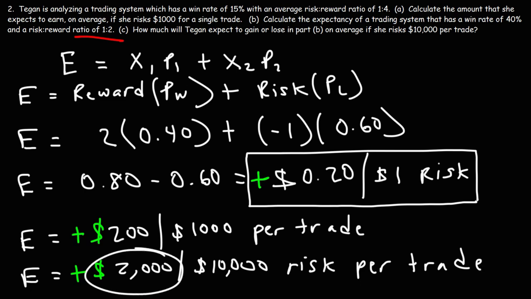It's 2,000. The answer for part B is 20 cents per dollar at risk. So now you know how to calculate the expectancy of a trading system and the amount that you can expect to win per trade given the amount that you're risking per trade. Let's work on one more problem. Calculate the minimum win rate needed for a trading system to break even given a risk-reward ratio of 1 to 4. So how can we calculate the win rate given the risk-reward ratio?